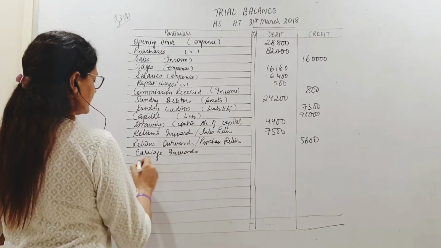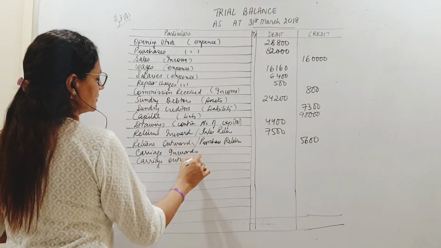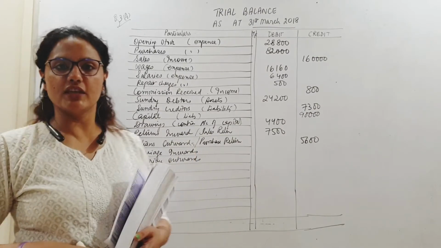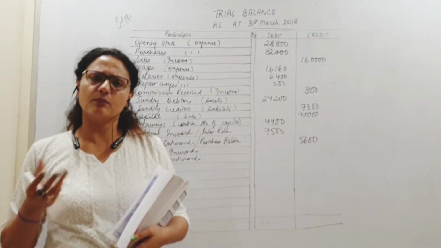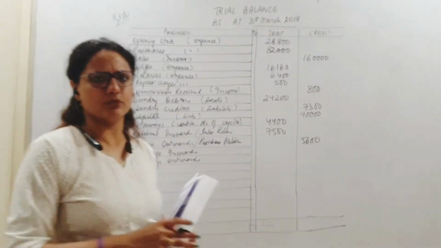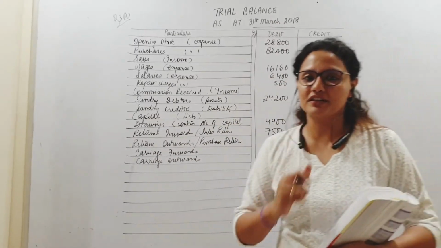Fine. Carriage again. Carriage inwards, carriage outward. Carriage inward is paid when we purchase goods. Carriage outward we pay when we sell goods. Okay, now both are expenses for me if I am supposed to bear it. Both are expenses.